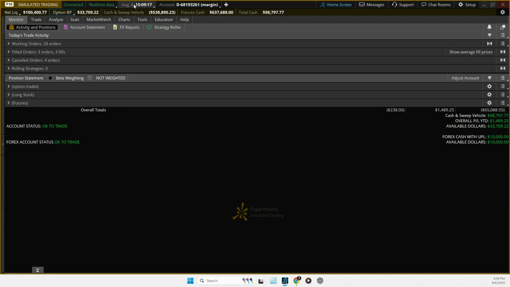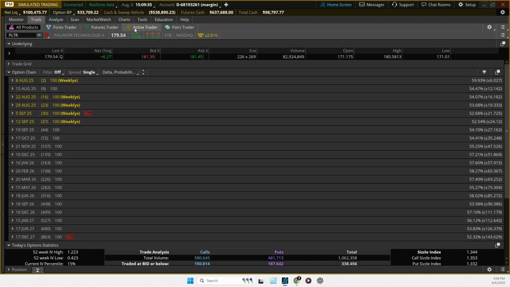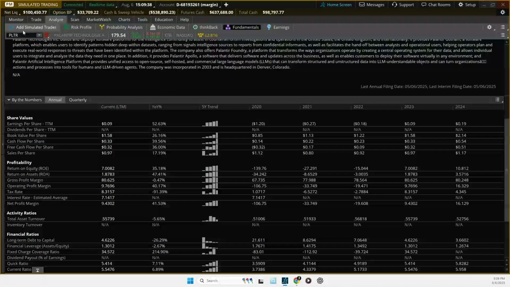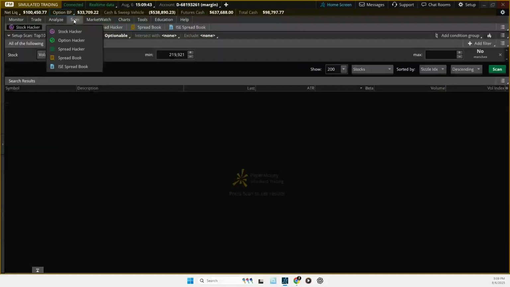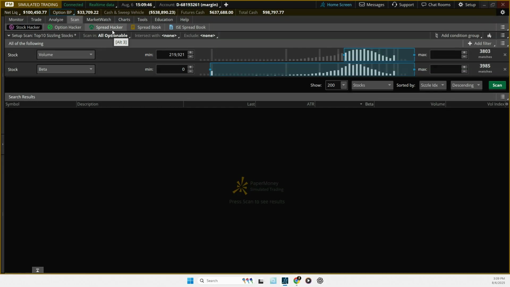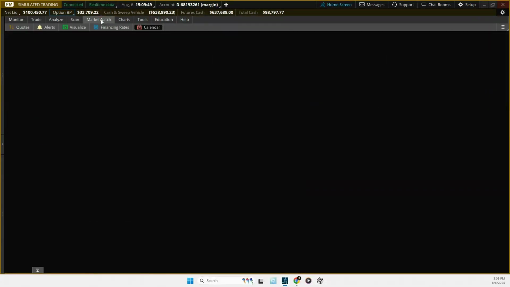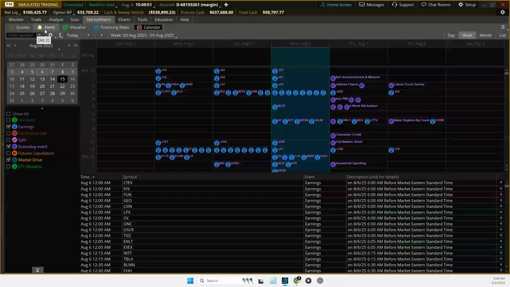All right, so that's what I have set up. Now you can change that with this customize panel icon, but this is how I like it set up. And then right now, from left to right, there's these different tabs. Monitor tab, and notice these different subcategories under that. Trade tab, and notice these different subcategories under that. Analyze tab, and notice these different subcategories under that. Scan tab, and notice these different subcategories under that. Market Watch tab, and notice these different subcategories under that.